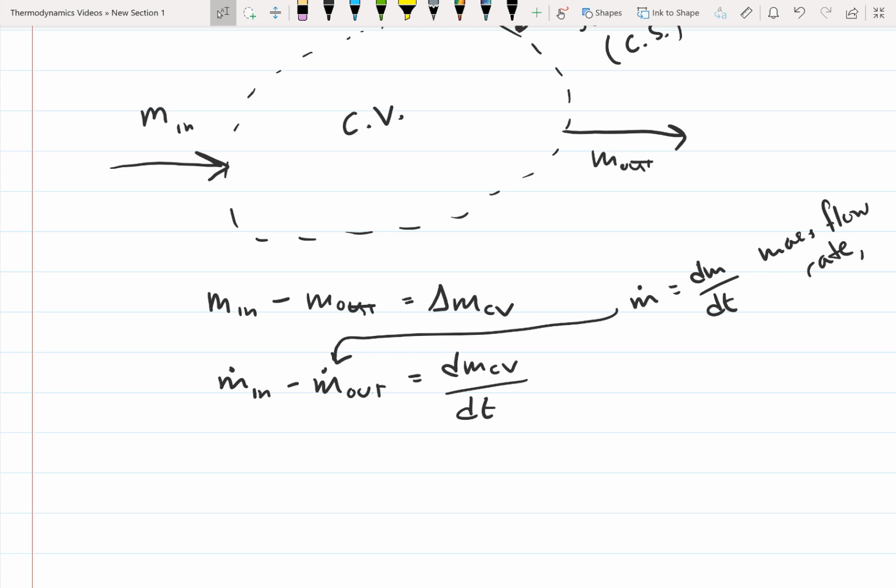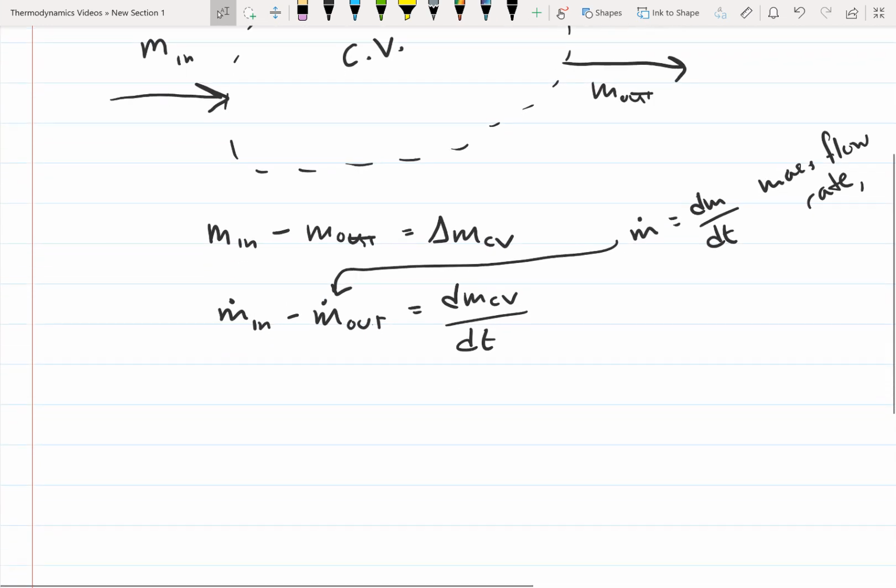And that makes sense because if we have more mass flowing in than what's flowing out, the mass in the control volume is going to be increasing with time. Or the opposite, if we have more mass flowing out than what's flowing in, the mass in the control volume is going to decrease with time.